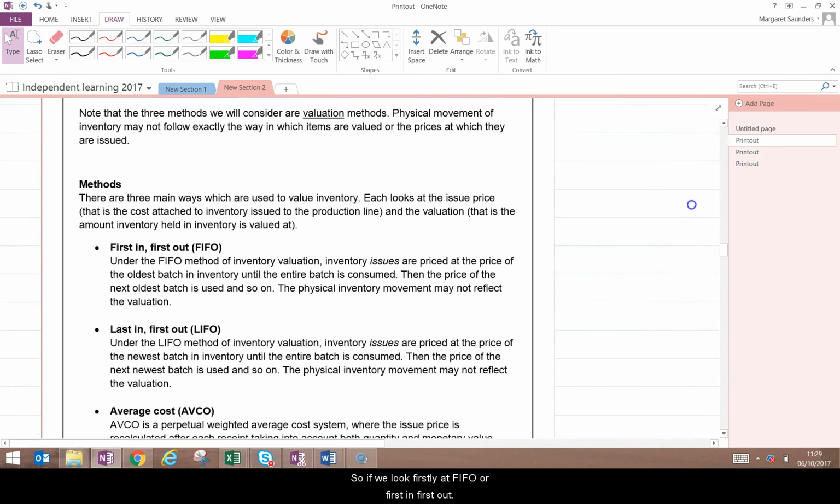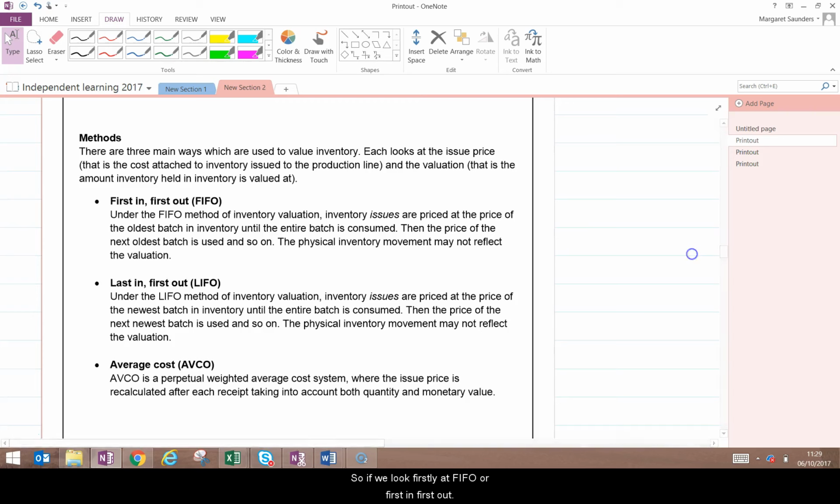So if we look firstly at FIFO, or first in, first out, using this method, our issues are priced at the price of the oldest batch in the inventory. So that's the oldest material in stock we use first.